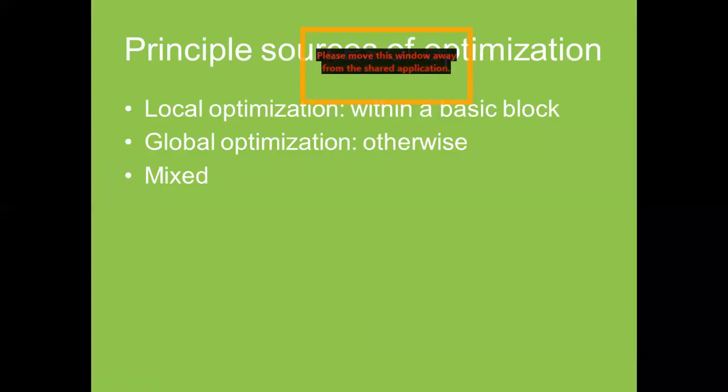Now, what are the principal sources of optimization? How will you apply the optimization? In the first case, the first is called local optimization, another is called global optimization, and the third one is called mixed optimization.